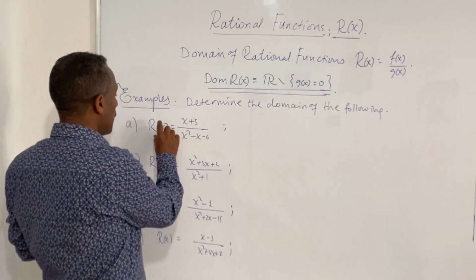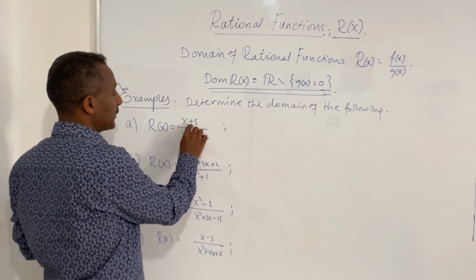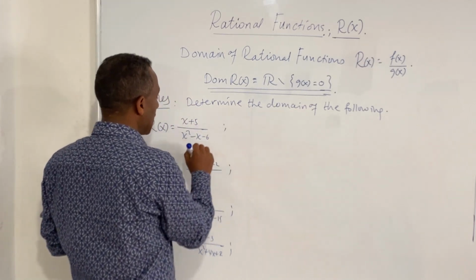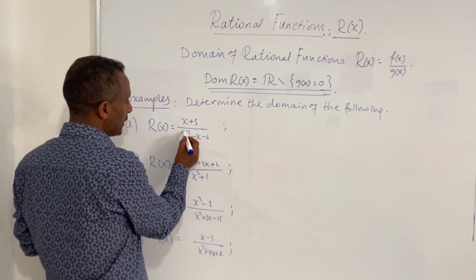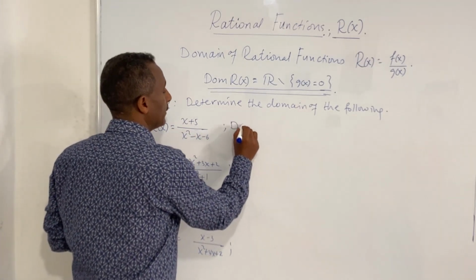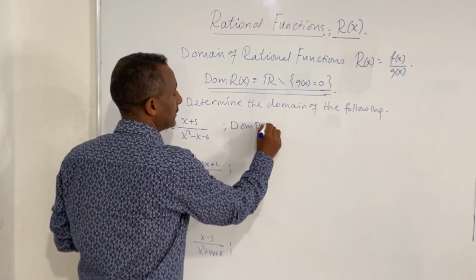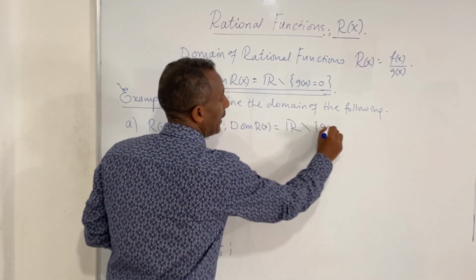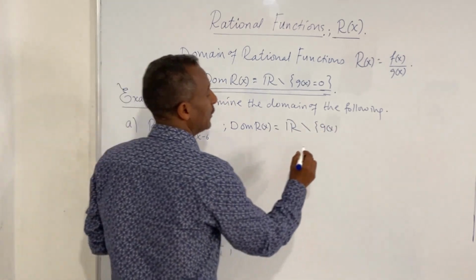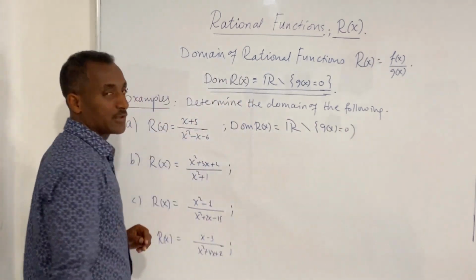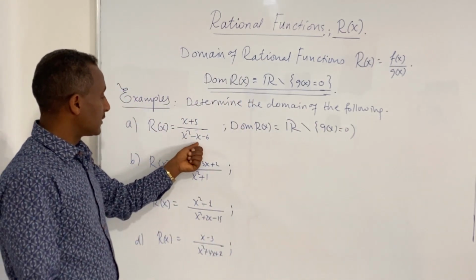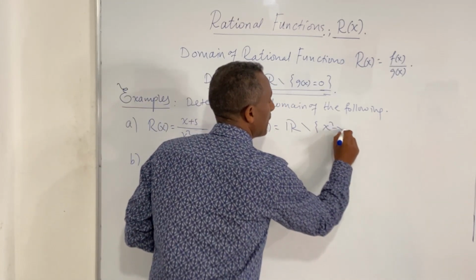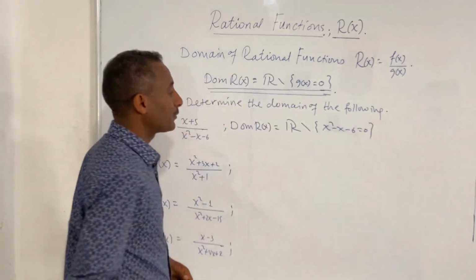So the domain of R of x, which is x plus 5 over x squared minus x minus 6, is all real numbers except the values that make this denominator 0. So the domain of R of x is equal to all real numbers without the values where g of x equals 0. Here g of x is x squared minus x minus 6. So let's see, we must look at x squared minus x minus 6 equal to 0. What are the numbers?